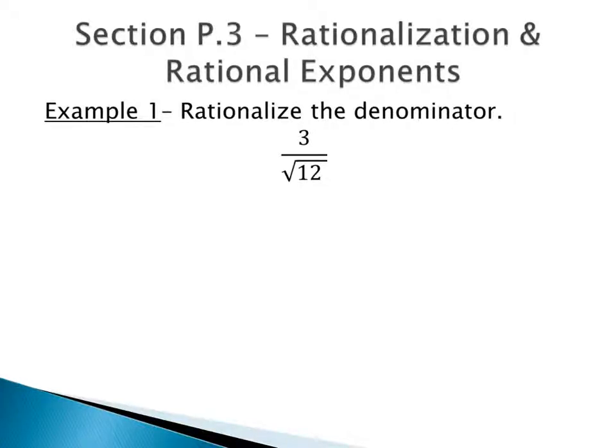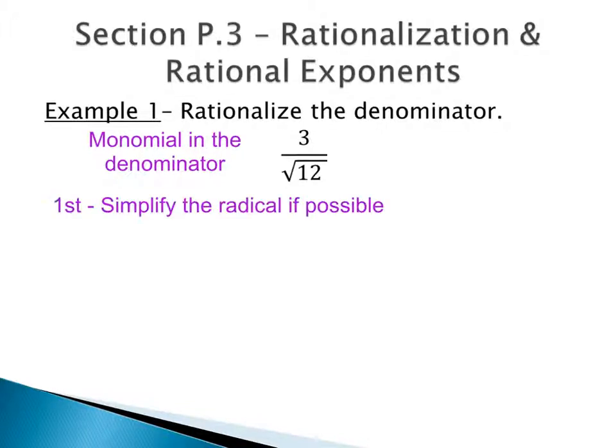In this lesson, we're just going to walk through how to rationalize the denominator of a fraction and also talk about rational exponents. So for example 1, we want to rationalize the denominator of 3 over the square root of 12. We say that this has a monomial in the denominator because we only have one term.